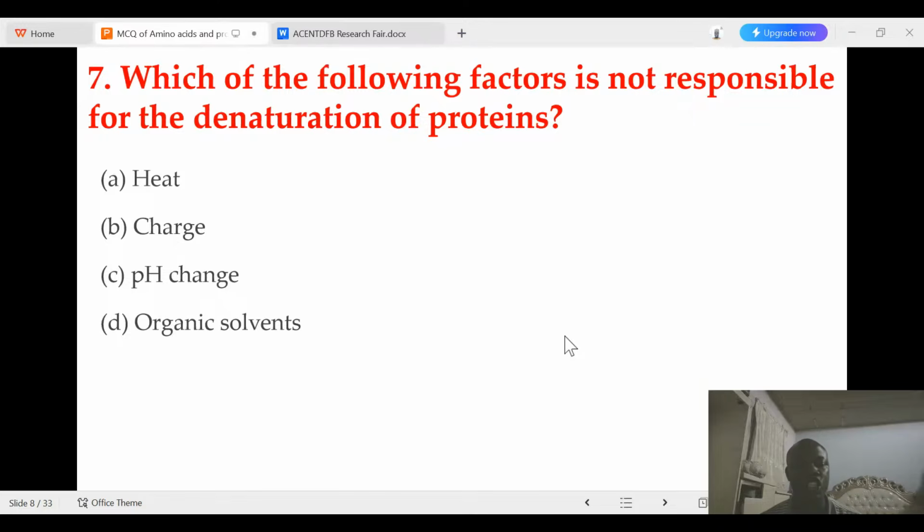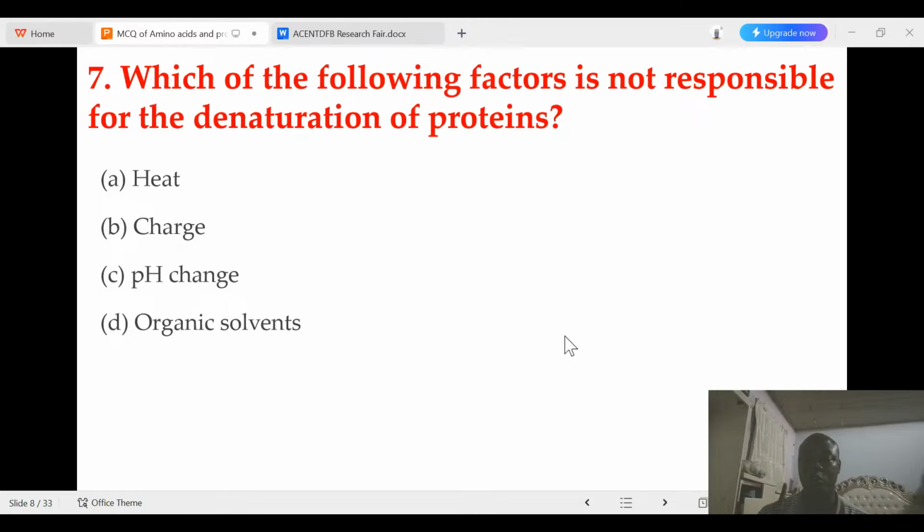And then pH. A pH can be above 7.0, it can be below 7.0. Some proteins are highly stabilized in acidic pH, while some proteins are highly stabilized in an alkaline pH. So if you have a protein that is stabilized in basic pH and you take it to an acidic environment, definitely the structure of the protein will be affected.